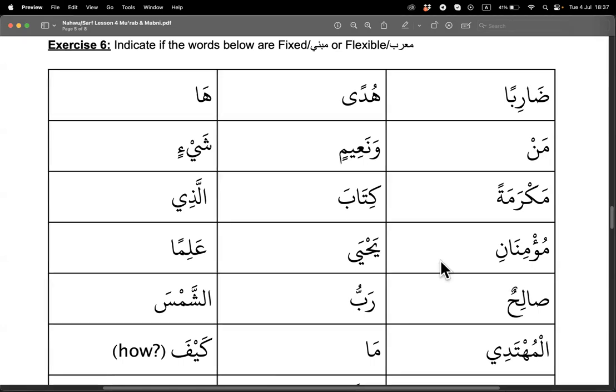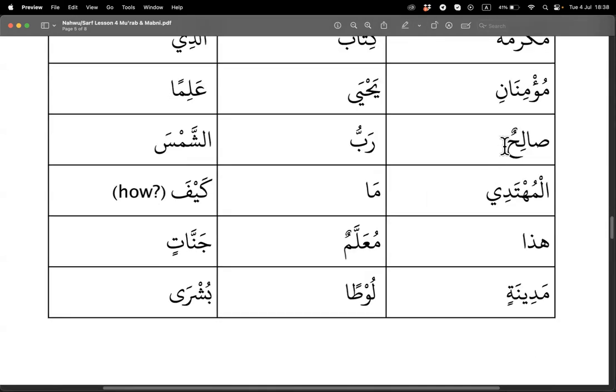Yahya. Yahya is mabni. Why mabni? Yahya. This is a name of a person. Mu'rab. Even though you cannot see, you will always see Yahya, you never see Yahyu, you never see Yahyi. But think about Musa. It is still mu'rab, just that you don't see it. Aliman. Mu'rab. Good. Salihun.